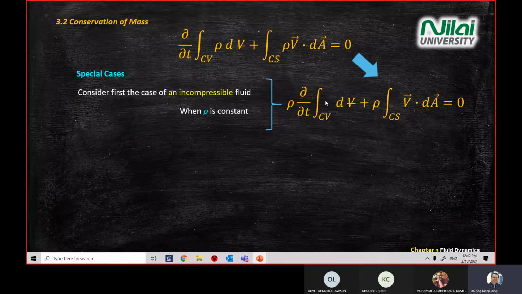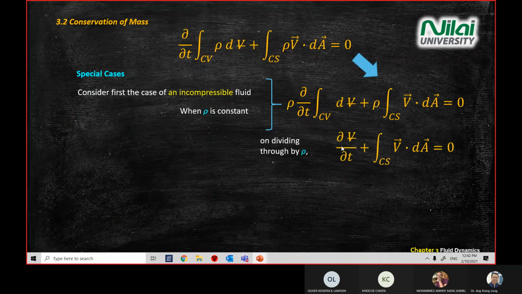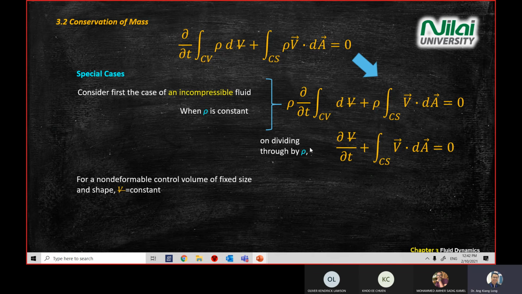Okay, so you have the equation of this one. You factor out all the density. Then the first term, you arrive at del volume divided by del t plus velocity times dA. So the first equation you can further reduce because the volume is constant, like what your friend just answered just now.